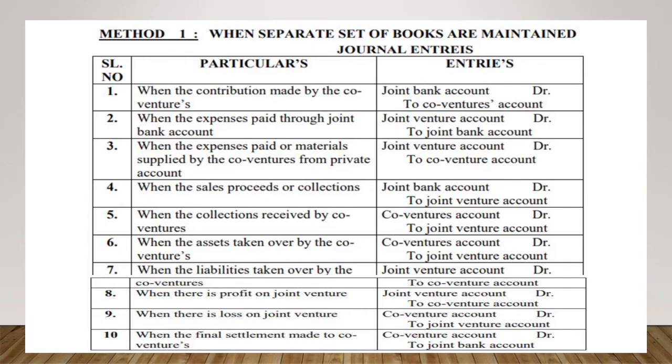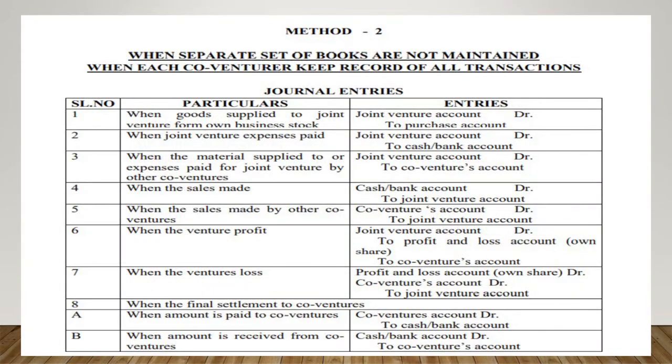Then coming to the second method, when a separate set of books is not allowed and each co-venturer keeps a record of all the transactions. The first method is where only one co-venturer is recording, so we pass journal entries only in one co-venturer's books. If all co-venturers are recording the transactions, we pass these journal entries in the books of all the co-venturers.